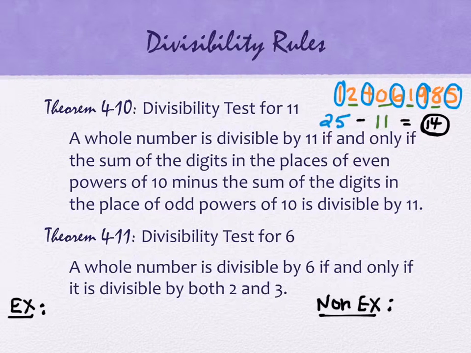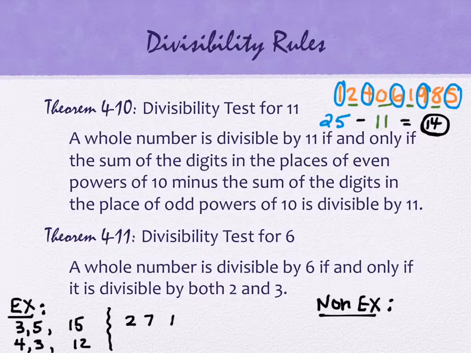So another example would be 3 and 5, and then 15. Another example would be 4 and 3 and 12. Another example, I'll give you 2 more, let me think. 2 and 7 and 14.